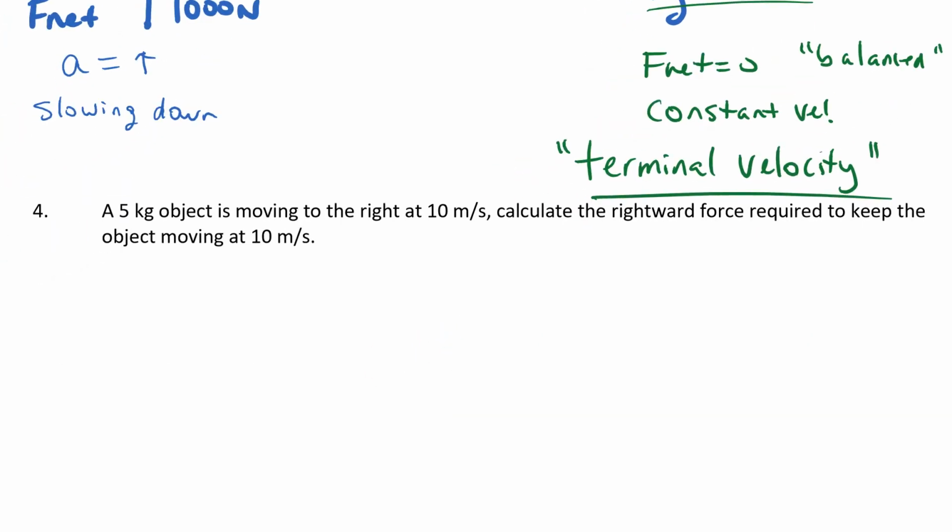Okay, example number 4 says a 5 kilogram object is moving to the right at 10 meters per second. What would that look like? So it's moving to the right at 10 meters per second, going along like this. There we go, and its velocity the whole time is equal to 10 meters per second. It doesn't say it's speeding up or slowing down, it's just going 10 meters per second.